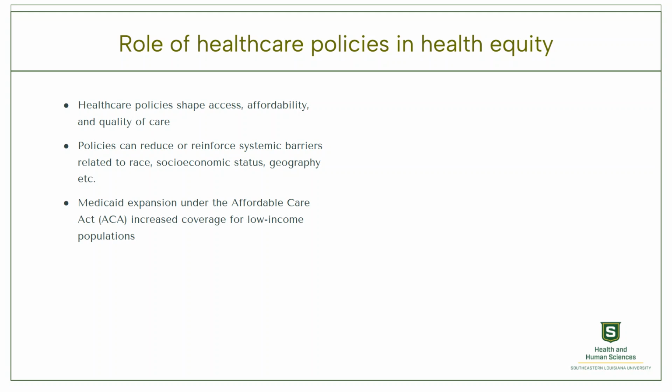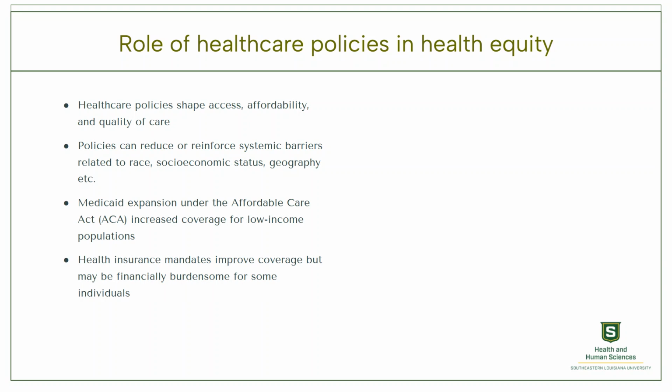A policy that was very good would be the Affordable Care Act, which increased coverage for low income populations. However, while it made a lot of great efforts to improve provider access and increase providers in rural communities, it did not do that quite as successfully as it increased coverage for low income populations.